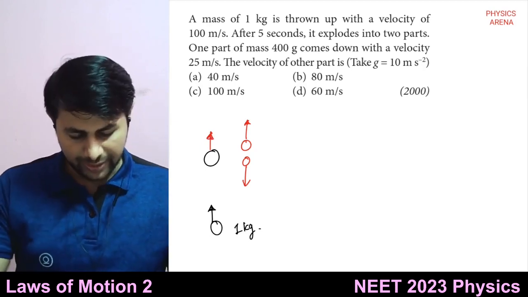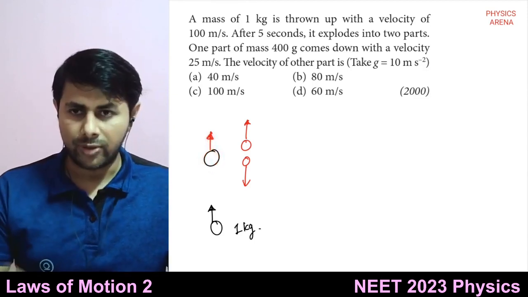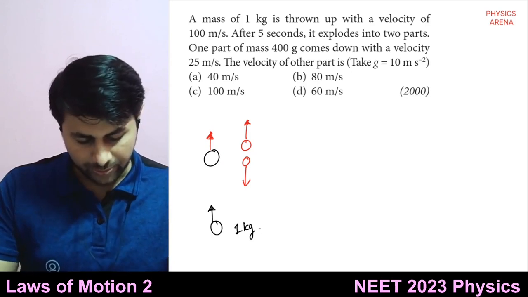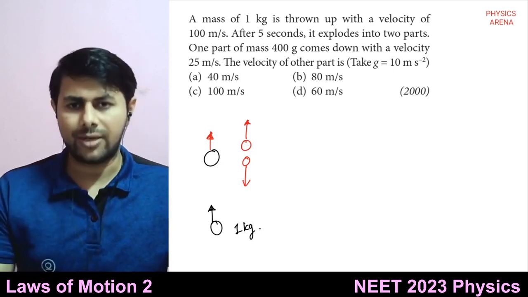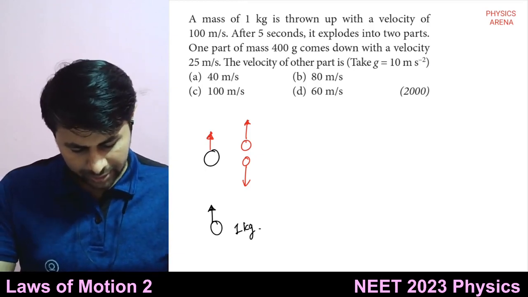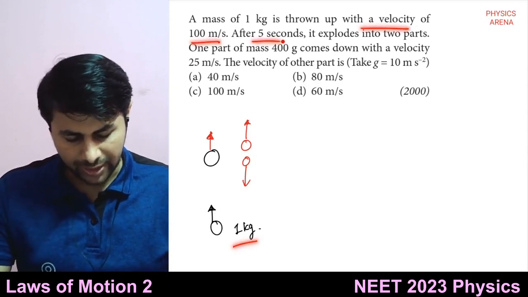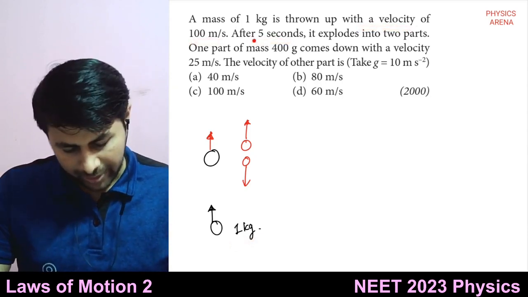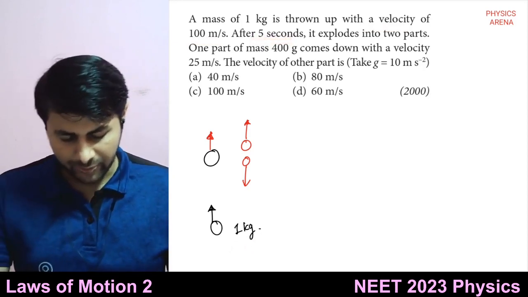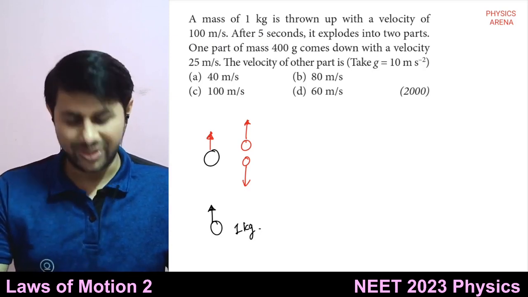Okay, so let's find out with what velocity and with what momentum it was moving up when it exploded into two parts, and then we can apply the law of conservation of momentum. So this mass of 1 kg moves up with velocity of 100 meters per second. After 5 seconds, how much will be its velocity?